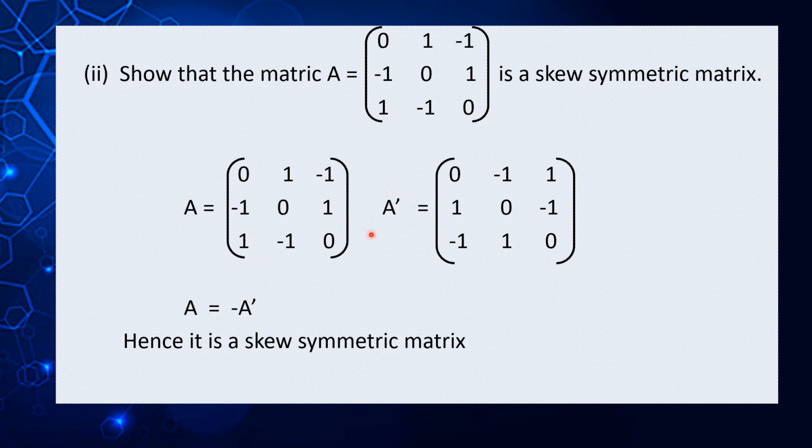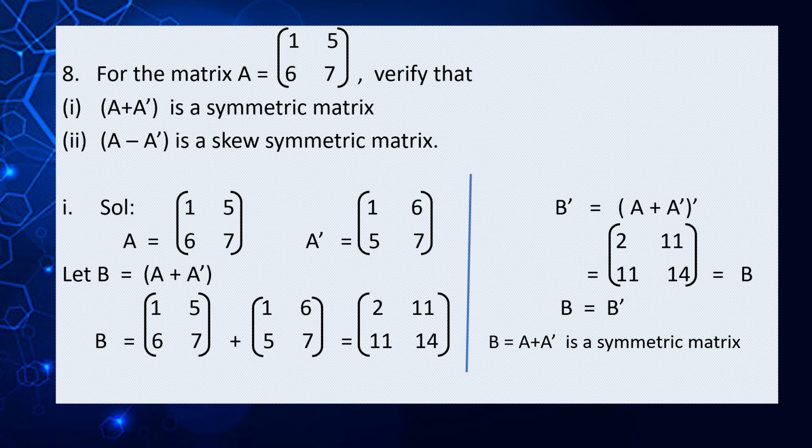Now consider the transpose of it. That would be [0, -1, 1; 1, 0, -1; -1, 1, 0]. Now when you compare it, A transpose is the negative of A. So we can write that A transpose is equal to minus A, or A is equal to minus A transpose. So it is proved that it is a skew symmetric matrix.